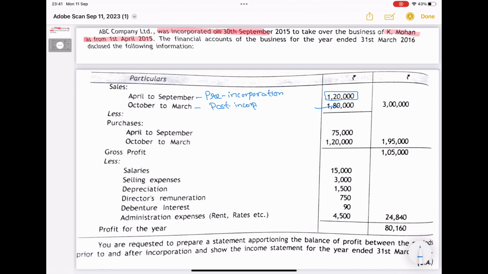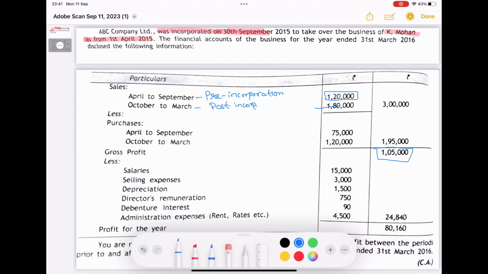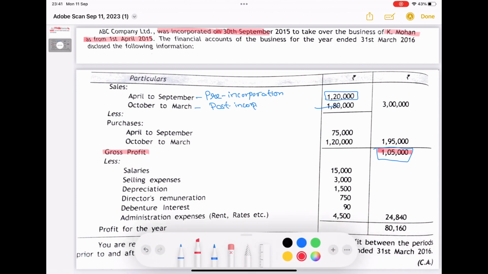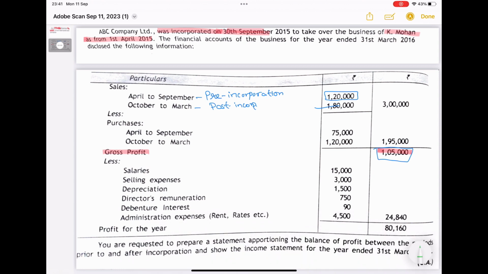First we have salaries. Salary we are going to pay on a monthly basis, so time ratio. Next we have selling expenses. Selling expenses are fully related to sales. If I have incurred expenses on sales, only then am I going to identify them as selling expenses. It may be anything related to sales, but overall selling expenses follow the sales ratio. Depreciation also we pay on a monthly basis, so depreciation is also on the time ratio. Monthly basis means time ratio.